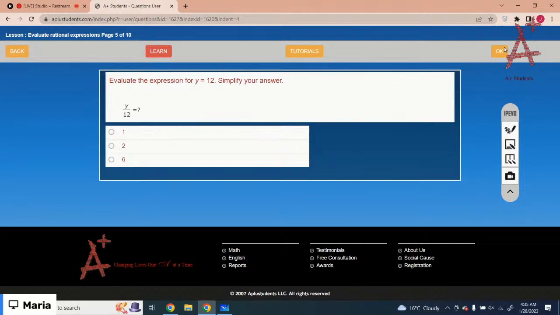So just replace the y with the value, it would be 12 over 12. And 12 over 12 equals, yes, that would be 1. So the correct option is 1.